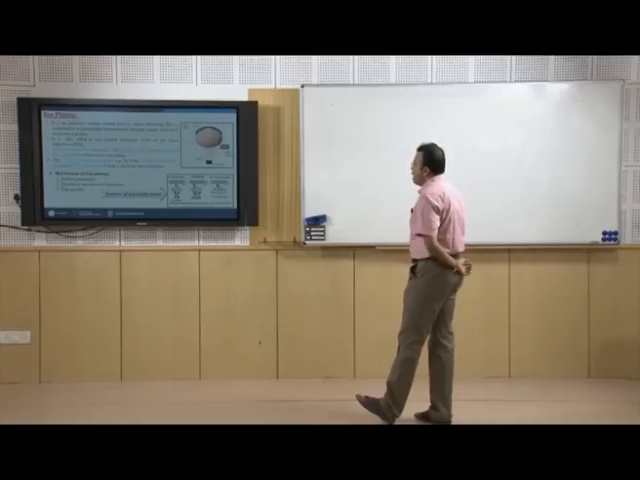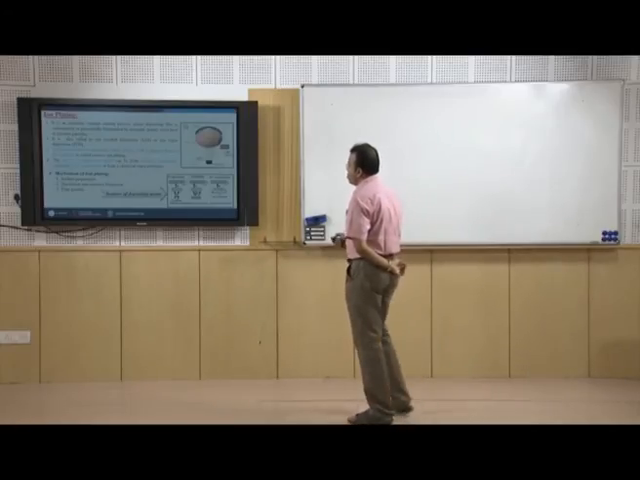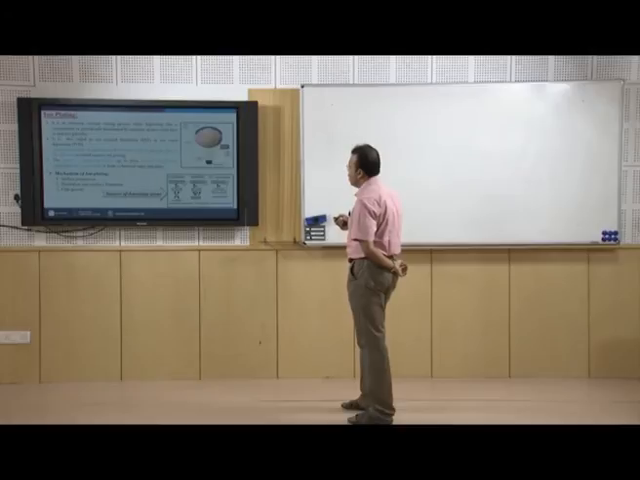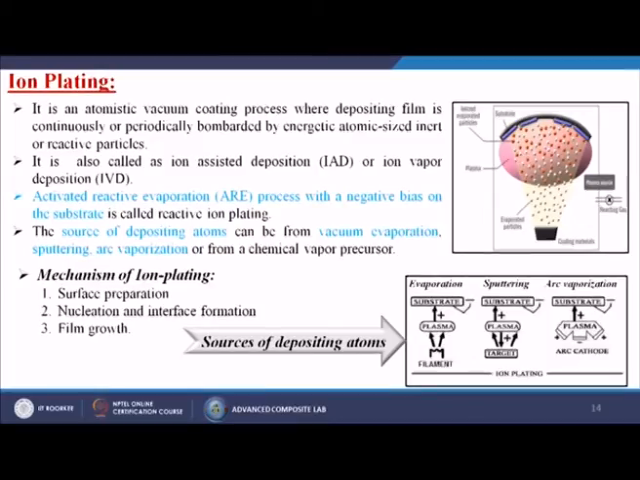Next one is called ion plating. It is an atmospheric vacuum coating process where the depositing film is continuously or periodically bombarded by energetic atomic sized inert or reactive particles. So, here we are not putting any kind of heat, any kind of electron beam, or any kind of laser. Here we are using certain energetic atomic sized inert or maybe reactive particles, bombarding them onto the source materials, and then we are doing the coating onto our substrate.